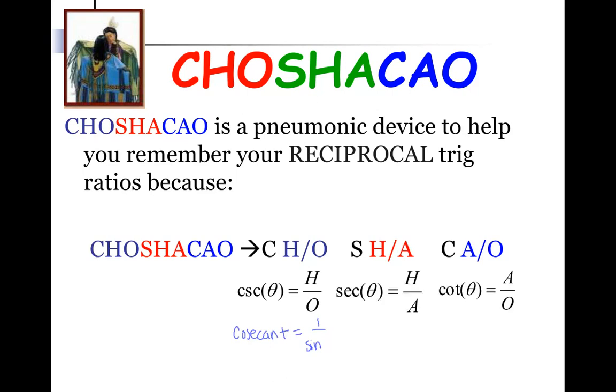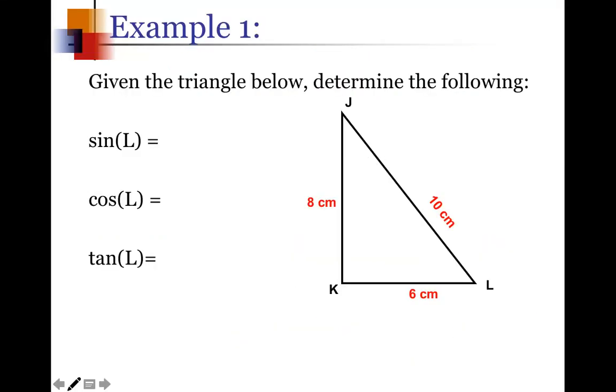Oh, sorry. I went too fast. Secant is 1 over cosine, because cosine is adjacent over hypotenuse, so it's the reciprocal of that. And then cotangent is 1 over tangent. Oh, sorry, I wrote that the wrong way. Right, so that's where I'm getting 6. Okay.